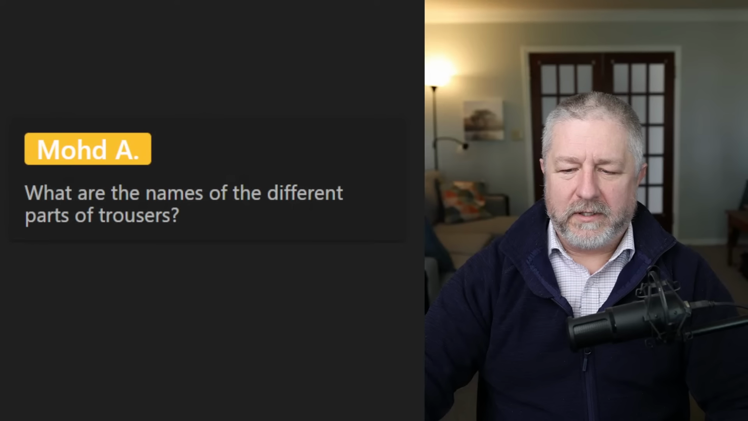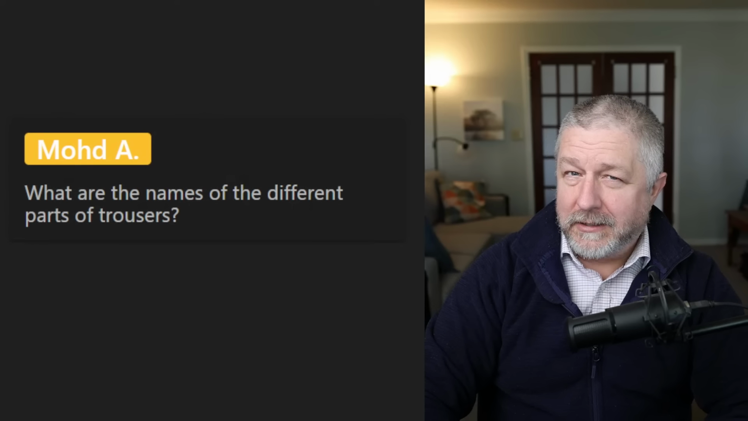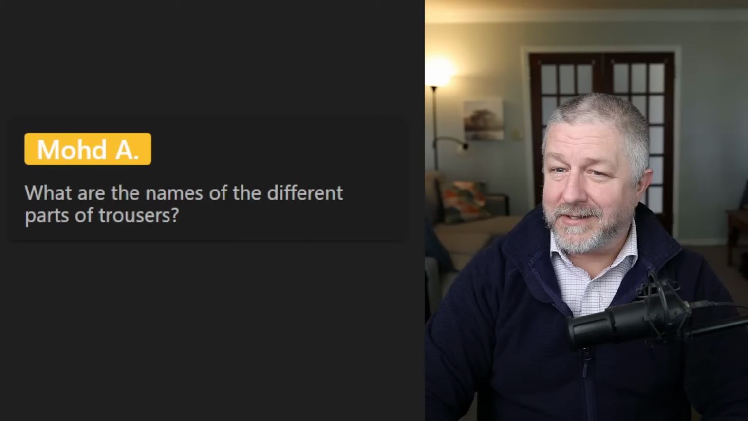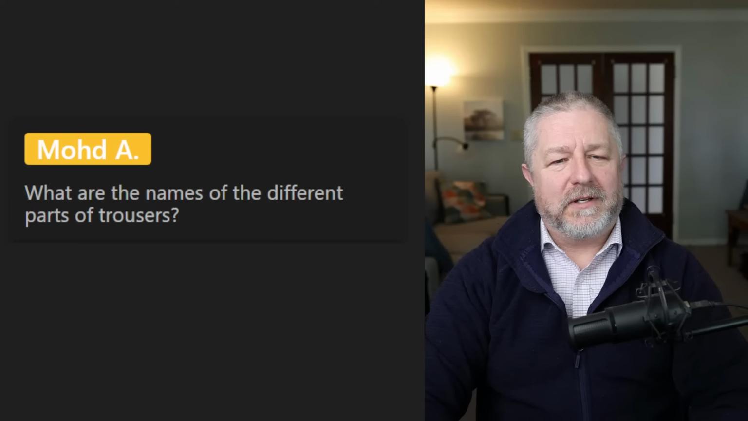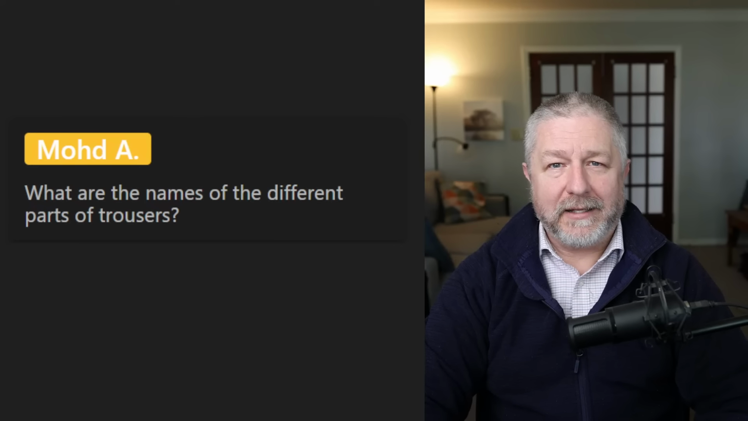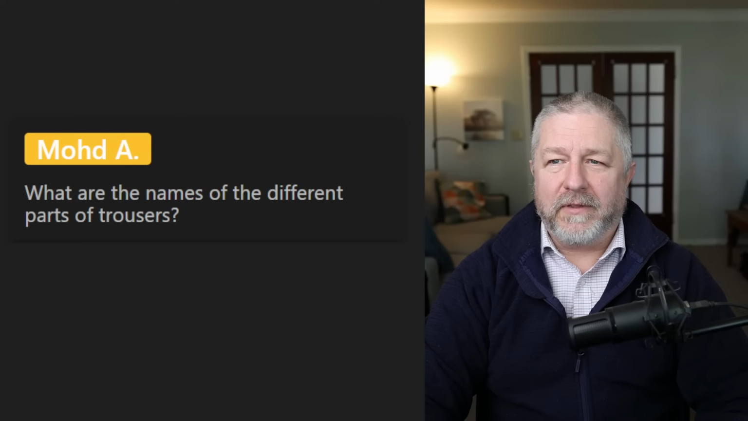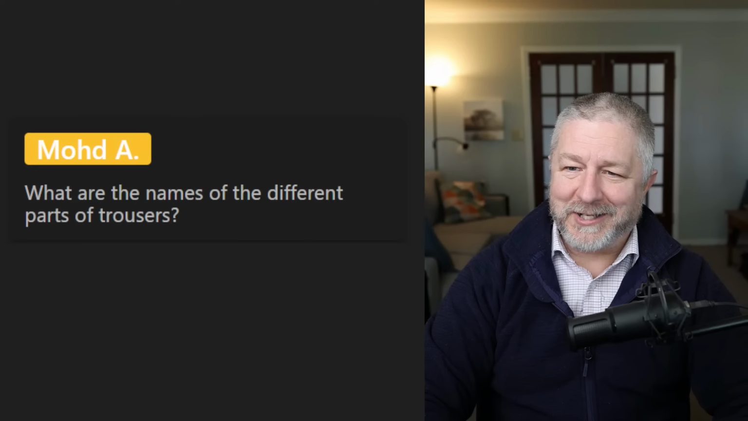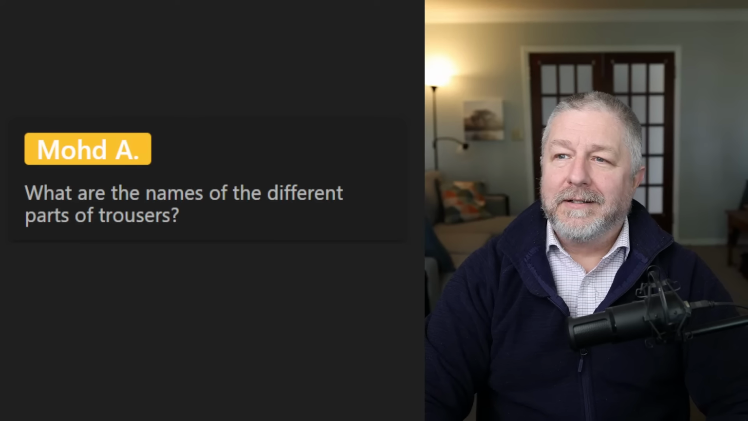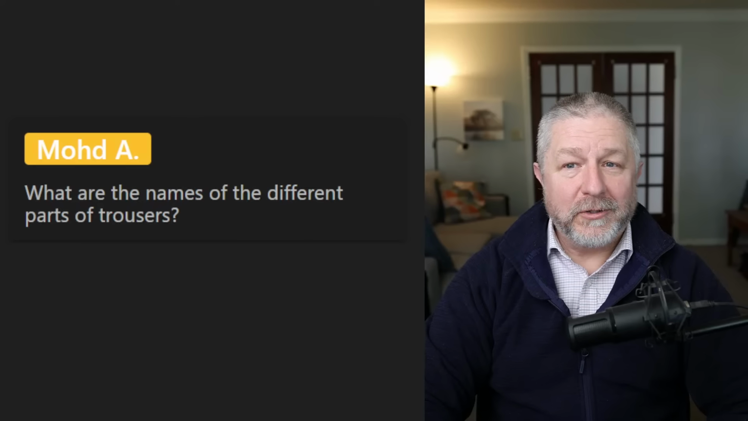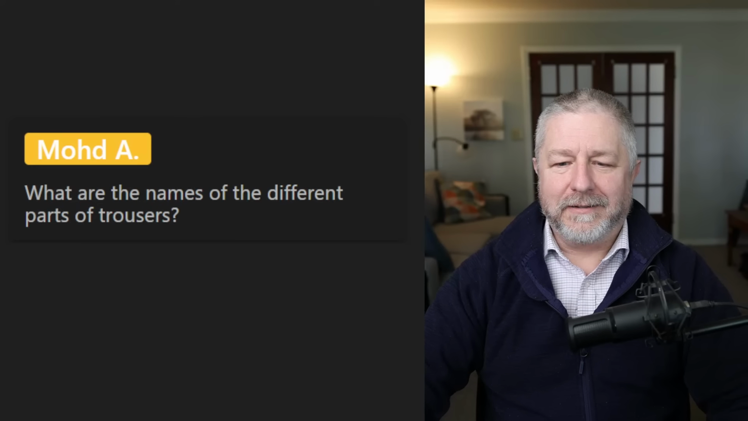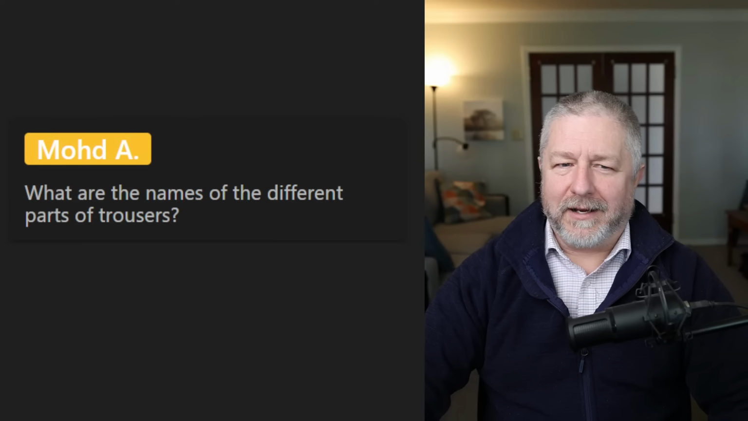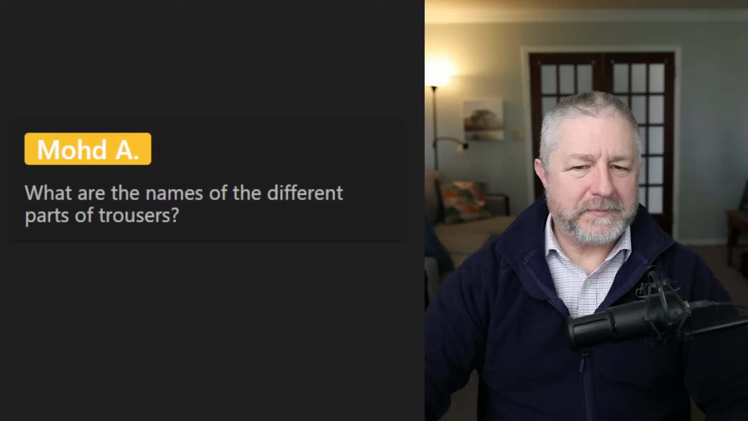Okay, let me see here. Ooh, from Mode A. Is this the real Mode or is this the other Mode? What are the names of the different parts of trousers? Well, you have the pant leg. At the very bottom, you have the, is it called the cuff on a pant? I don't know. I'm not a fashion expert. You have the pockets. You have lint in the pockets. You have the belt loops for the belt. You have a zipper on the front or maybe buttons. Yes, I think I got that all right off the top of my head.